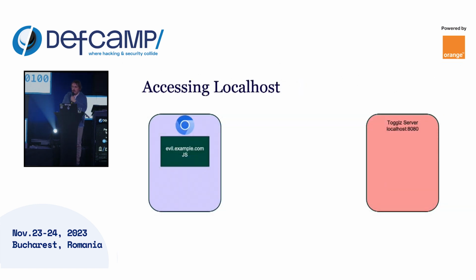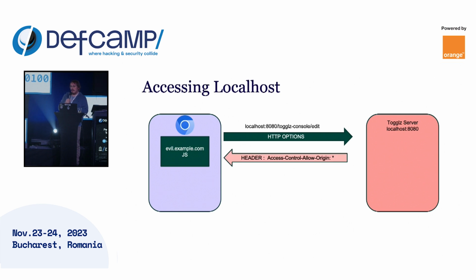So if you make a normal request from evilexample.com to localhost, it would require a pre-flight. The pre-flight would call HTTP OPTIONS, and only if it had a header with Access-Control-Allow-Origin of localhost or star or whatever it is, would the browser then allow the JavaScript to make a follow-on request to localhost or any other system.